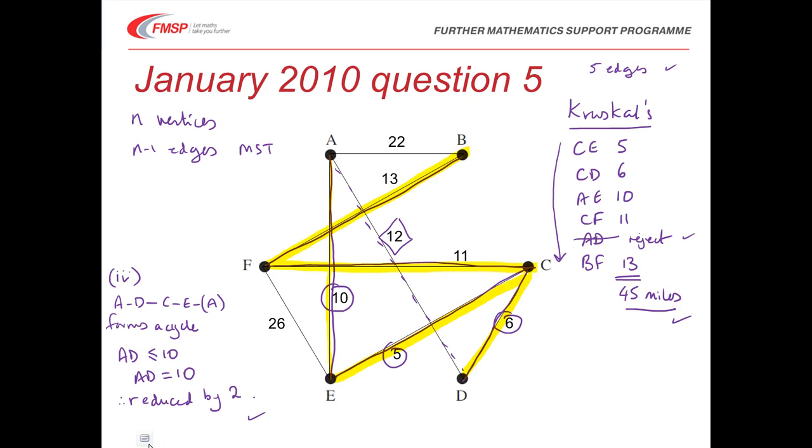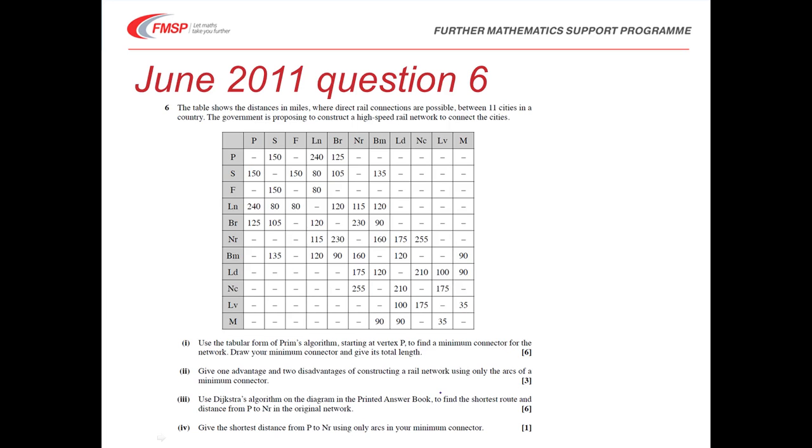Good. Let's move on then to another question, and once again it's one of the 16 mark questions, so there's a lot to it, and we have a frighteningly large table, because this is going to be the tabular form of Prim's that we're going to do. So we're after a minimum connector, and the context here is it's going to be rail connections for a high-speed rail network between 11 cities. Well, of course, if you're finding a minimum connector, that means you want 10 edges.